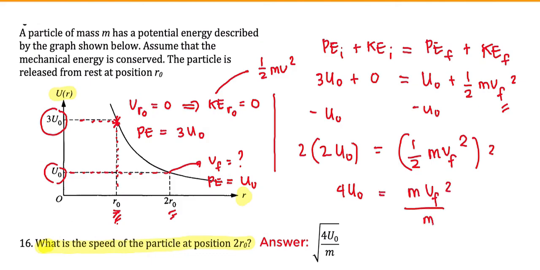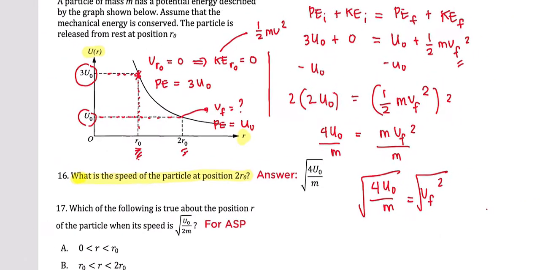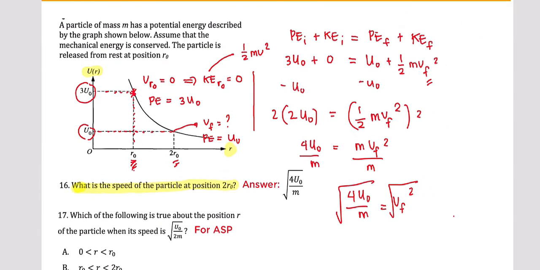I'll divide both sides by m. So I will have 4 U0 m over m is equal to the square of the final velocity. So I'm going to get the square root of both sides. So that tells me that our final velocity is equal to the square root of 4 U0 over m.